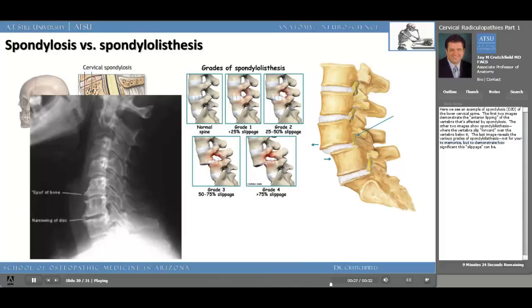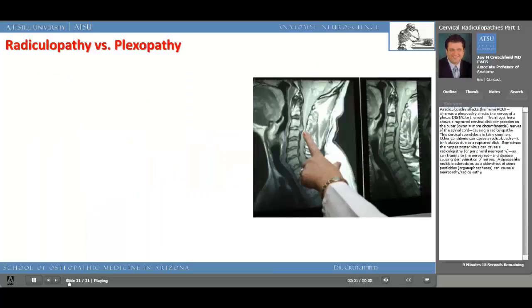A radiculopathy affects the nerve root, whereas a plexopathy affects the nerves of the plexus distal to the root. The image here shows a ruptured cervical disc compressing on the outer, i.e. the more circumferential nerves of the spinal cord, causing a radiculopathy. This cervical spondylosis is fairly common.